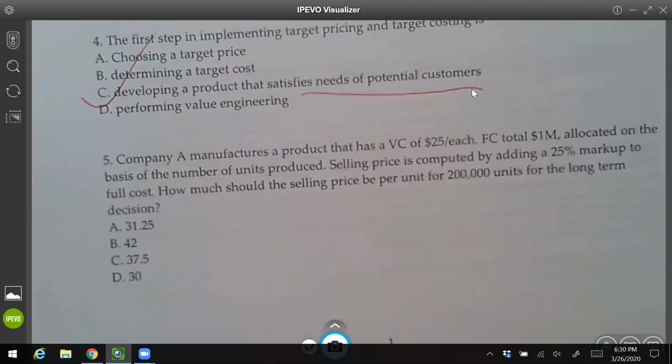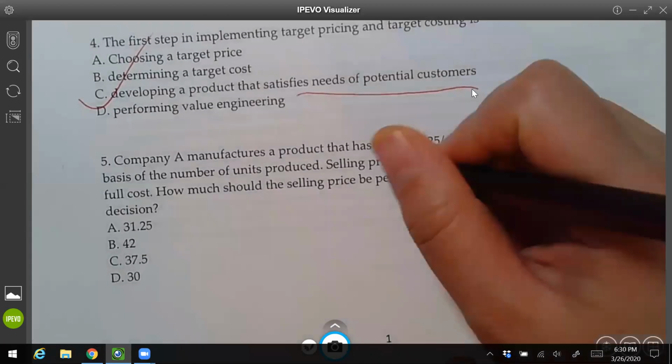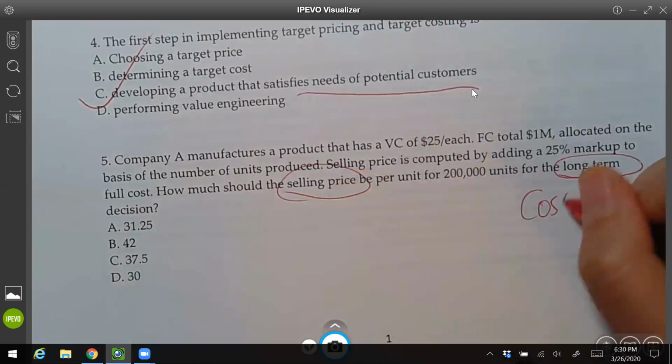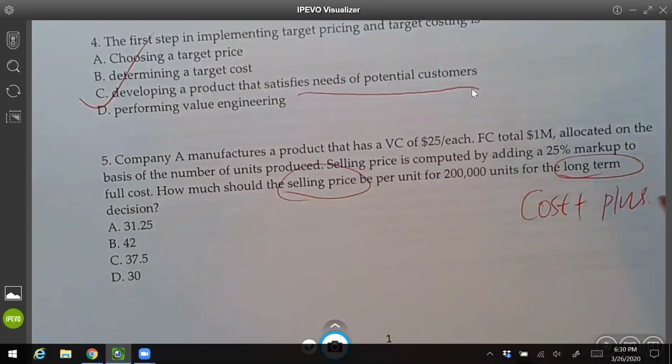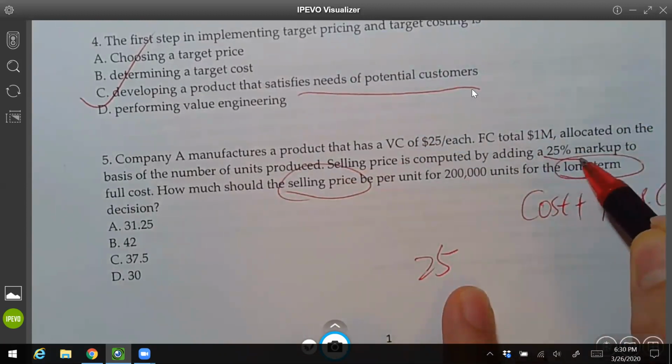Next one, question 5. You manage a product that has fixed cost allocated, and 25% of markup should be the selling price. Okay, so we talk about selling price for the long term. Long term is all the cost plus the markup. Have a variable cost of 25. Let me see the number. Selling price is this. So we need to get the fixed cost.